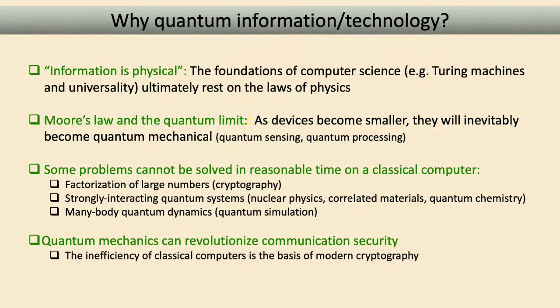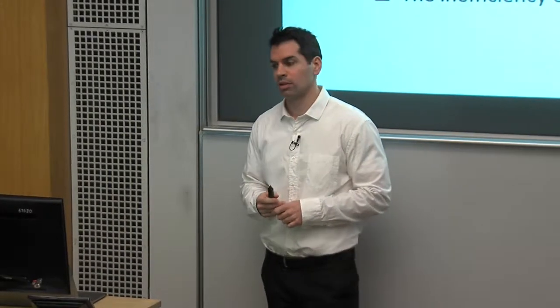And then many-body quantum dynamics, quantum simulation. How do you describe a system that's evolving dynamically in time, which is described by quantum mechanics itself? This is a really challenging problem to treat on classical machines. But a quantum computer is naturally designed to handle these kinds of problems because it's built on quantum mechanical systems in its foundation.